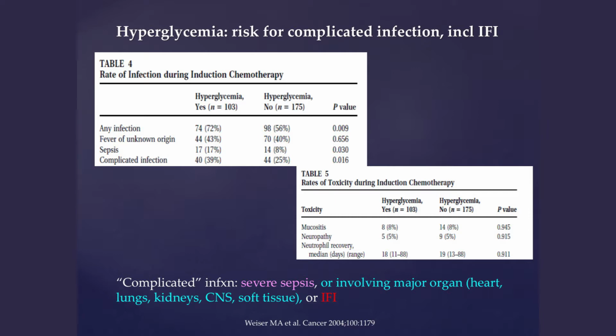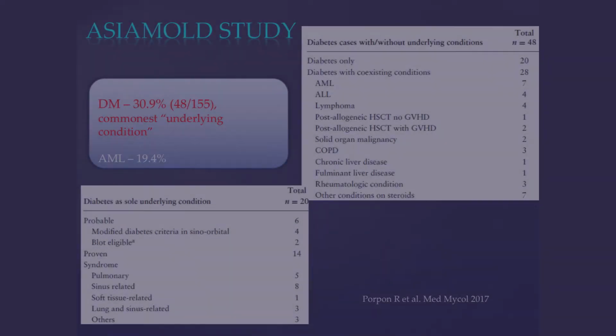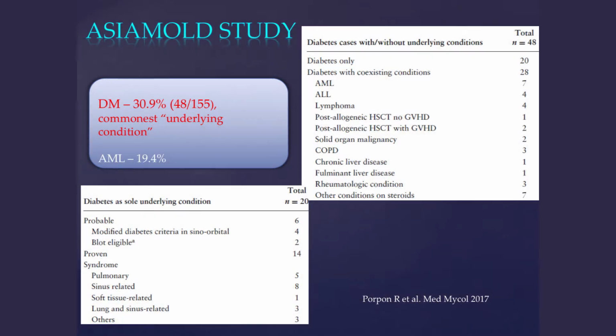Here is one of these febrile neutropenia studies, and hyperglycemia did turn out to be a major risk factor for a complicated infection, including IFI, but again, not very specific for Aspergillus. This is our recently published Asia-Mole study. As I was analyzing the data, I was struck by the percentage of patients who are diabetics in this study.